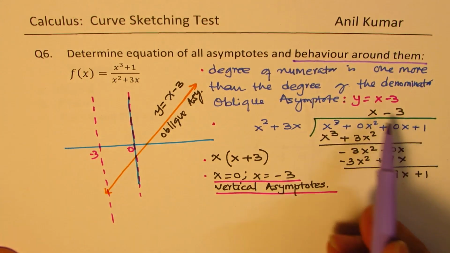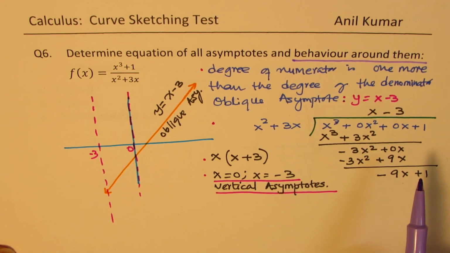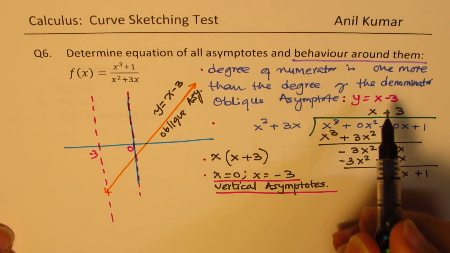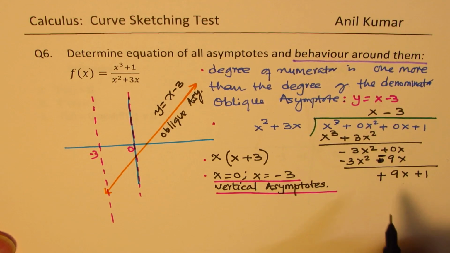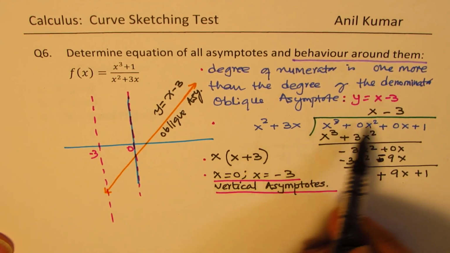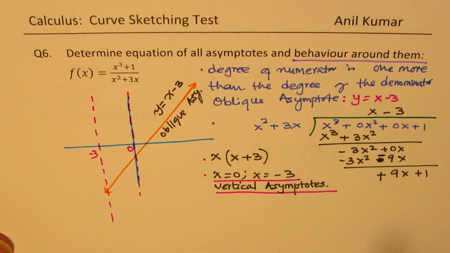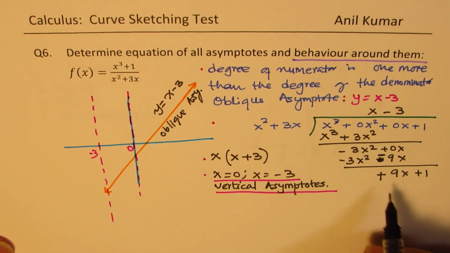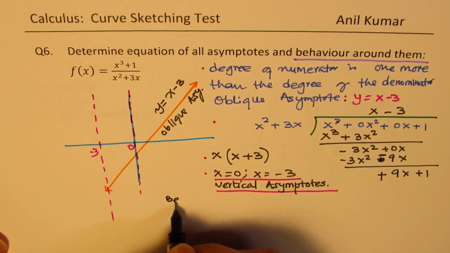So let's talk about the oblique asymptote itself. The remainder here is negative. Do you see the remainder is negative? So when you multiply by minus 3, you actually get minus 9. Sorry, so this should be positive 9. Correct? So when you take away, you get positive 9. Sorry for that. Minus 3 times plus 3 is going to be minus 9, so it will be plus 9 here. Okay. Now let's talk about behavior.